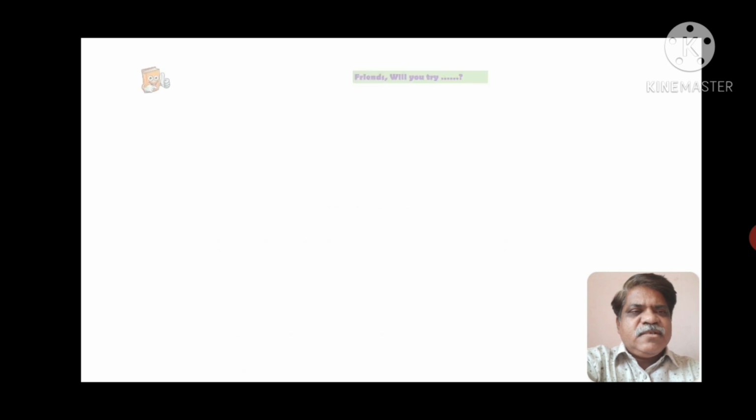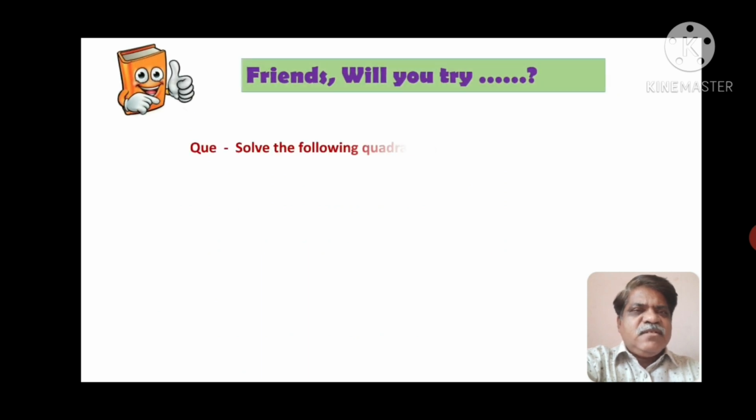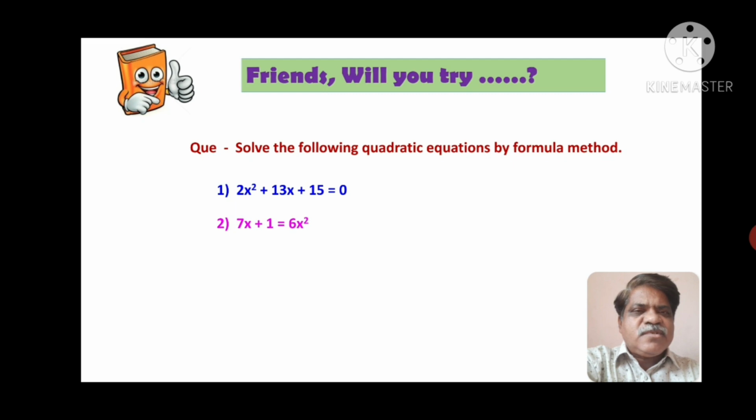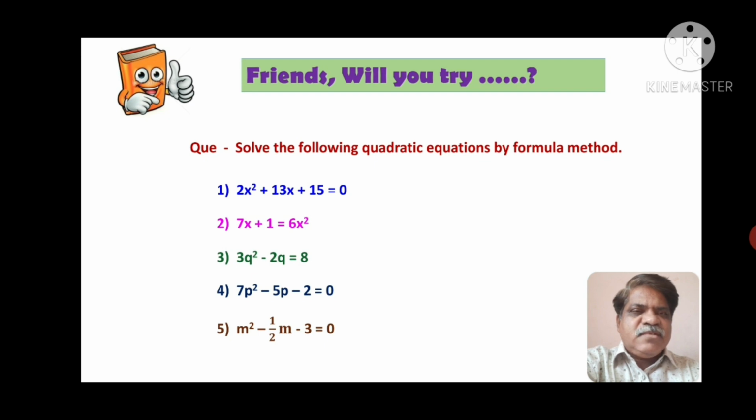So friends, will you try these problems? Solve the following quadratic equations by formula method. First, 2x square plus 13x plus 15 is equal to 0. Second, 7x plus 1 is equal to 6x square. Third problem, 3q square minus 2q is equal to 8. Fourth one, 7p square minus 5p minus 2 is equal to 0. And last, fifth one, m square minus half m minus 3 is equal to 0. These are very easy, attempt them and practice.